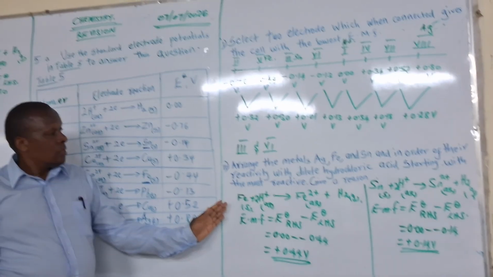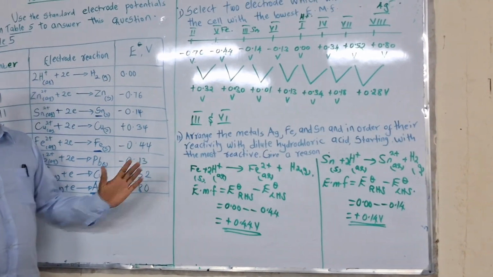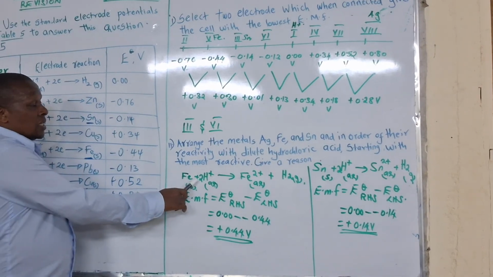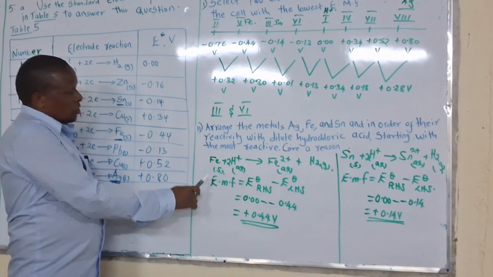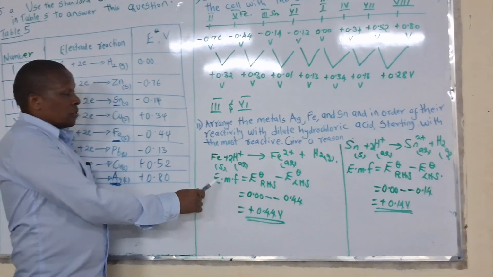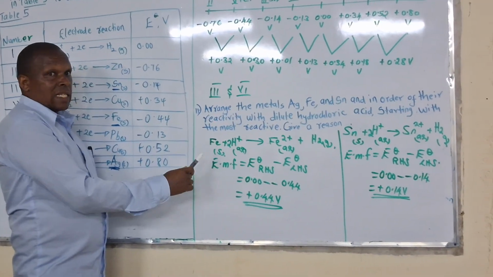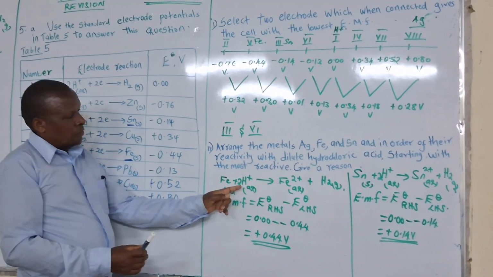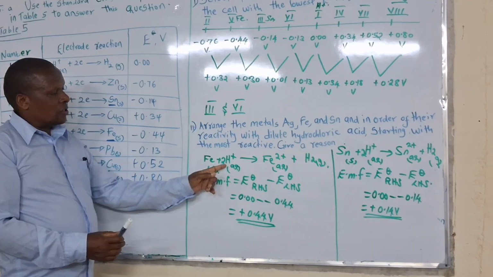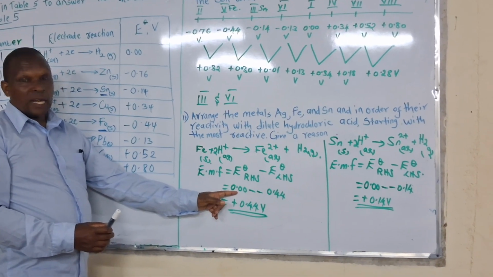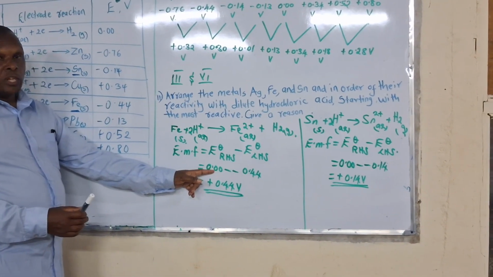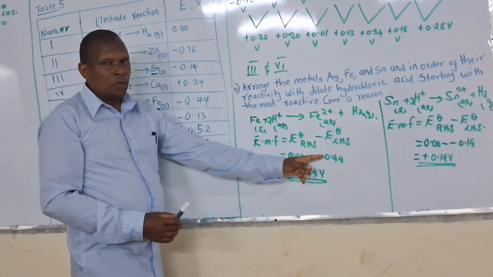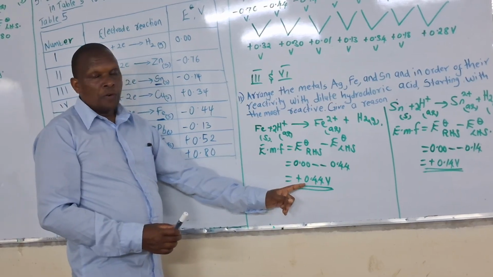To be able to answer this question, we arrange the metals depending on the EMF that is produced when the iron half cell reacts with the hydrogen half cell. So from the equation, we say EMF is equal to the standard reduction potential on the right hand side less the standard reduction potential on the left hand side. From this, hydrogen ions are undergoing reduction. That is why they are on the right hand side. That's why we write the standard reduction potential, which is 0.00, less the standard reduction potential of iron, which is negative 0.44. We get positive 0.44 volts.